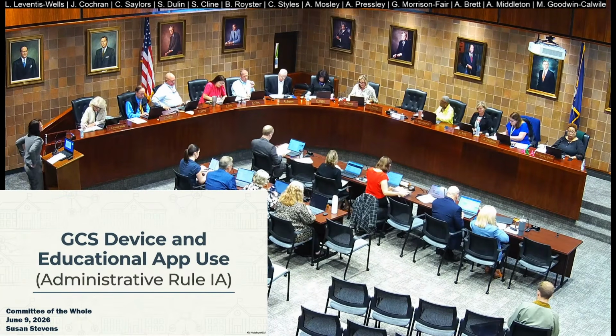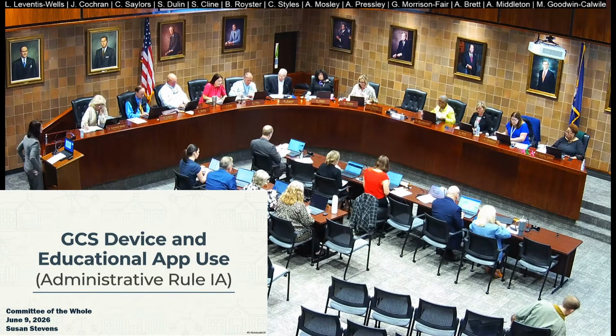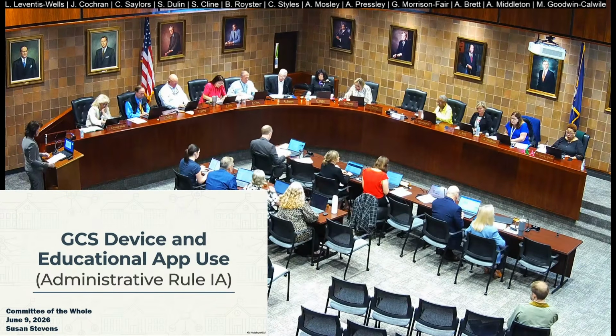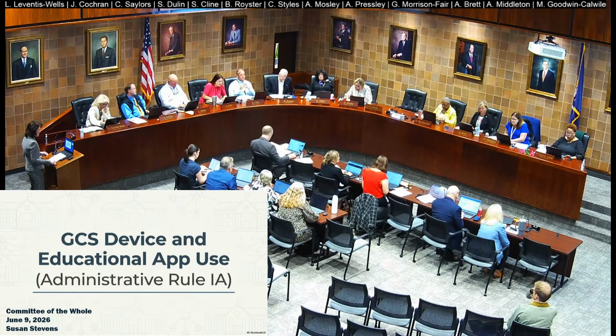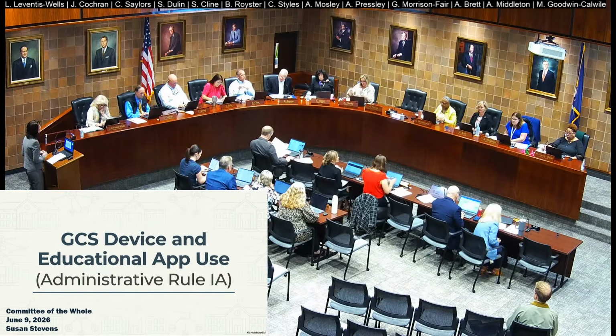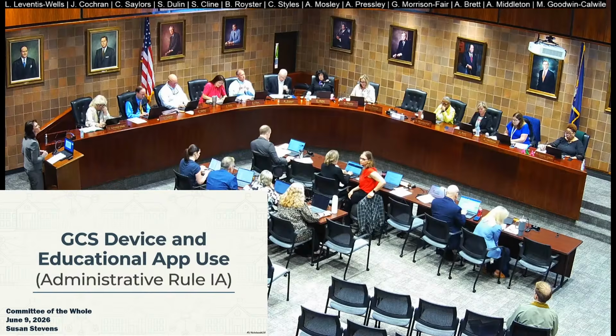Administrative Rule IA ensures technology is used responsibly to advance student achievement, support high-quality instruction, and promote safe, engaging learning environments. The rule establishes grade band technology expectations and age-appropriate technology use guidelines, while limiting generative AI access to grades 6 through 12 through district-approved resources.